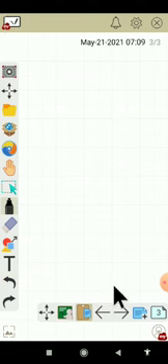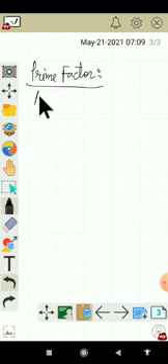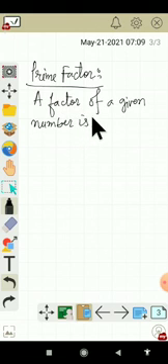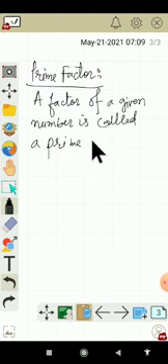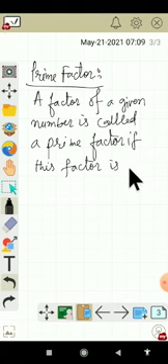So let's see what is prime factor. A factor of a given number is called a prime factor if this factor is a prime number.